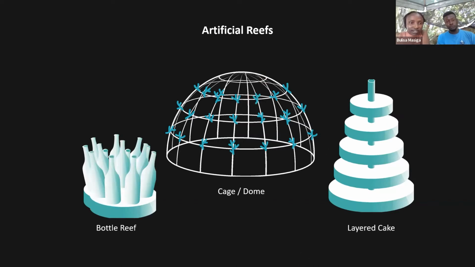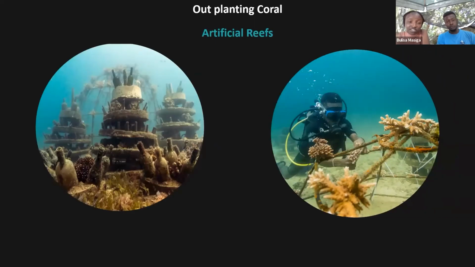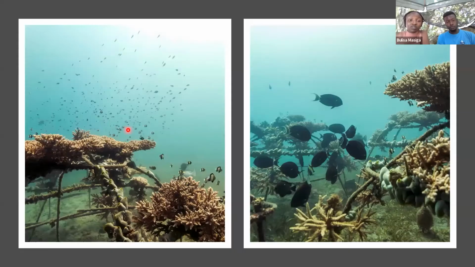So I'll show what the actual artificial reefs look like underwater. So this is how they look underwater. You can clearly see the bottle reef, the cakes, and the cages. This is one of our reef rangers attaching the corals on this metal bar, what we call a cage. This is a closer look at what the corals look like underwater.